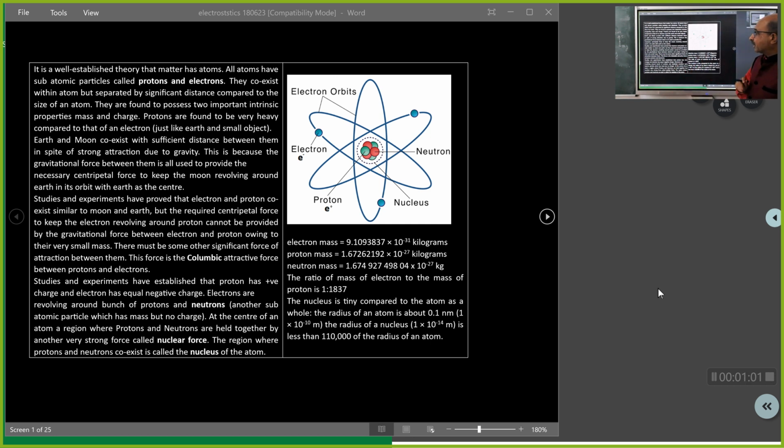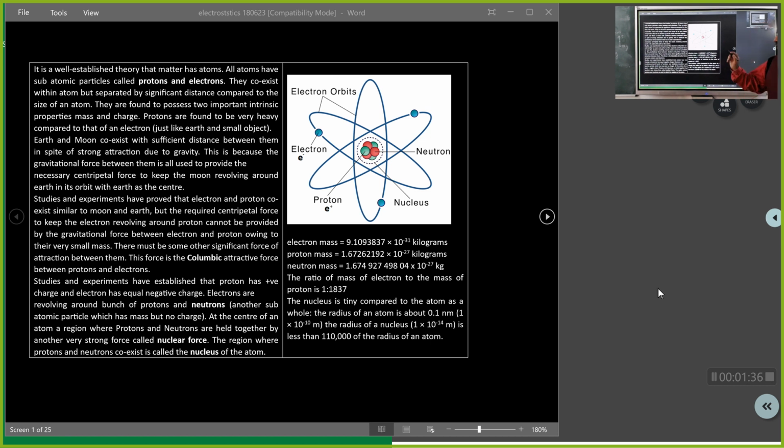It is a well-established theory that matter has atoms. Of course, because electricity is all about the charges and flow of charges, right? So you must have a firm background, the fundamentals about these charges, electric field, potential, etc. All that you will get to know one by one. So, a well-established theory: matter has atoms, and all atoms have protons and electrons. They coexist within the atom, but separated by significant distance compared to the size of the atom.